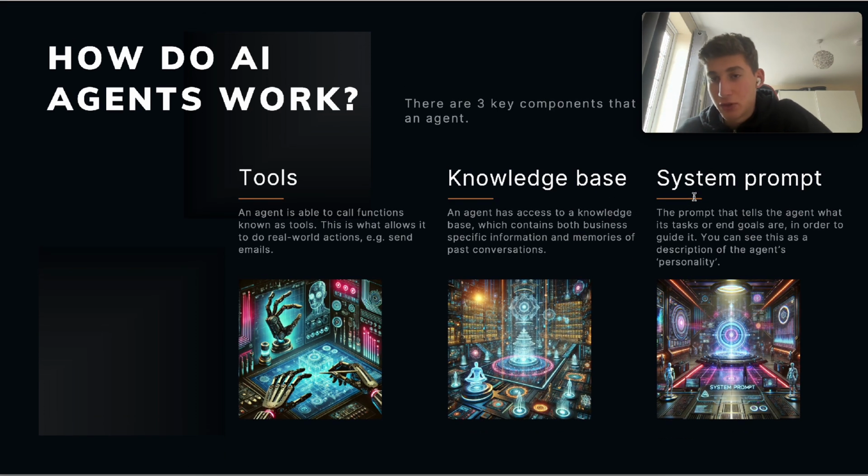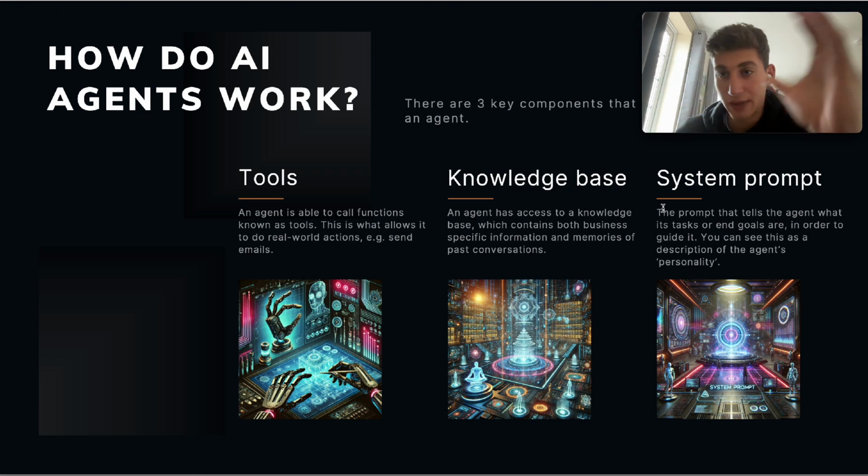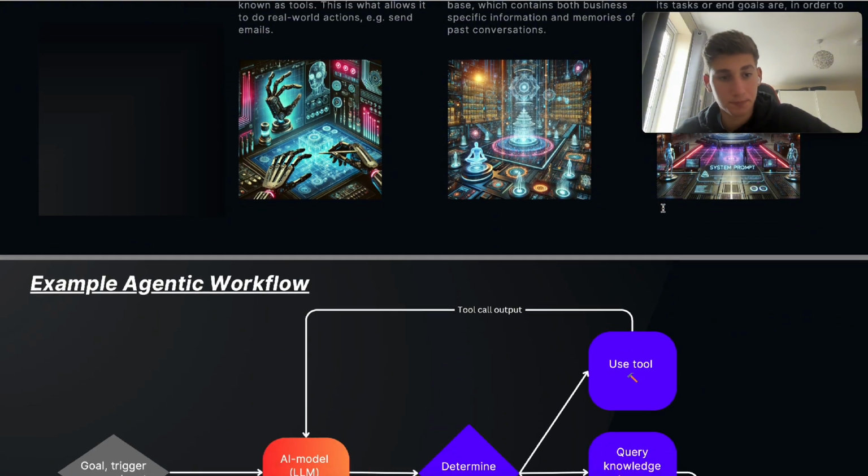And that's basically a description of what the agent is supposed to do, its personality and its roles. And this is a very important component. So the system prompt is given to the agent's LLM, which is basically its brain. And this is what coordinates everything that the agent does.